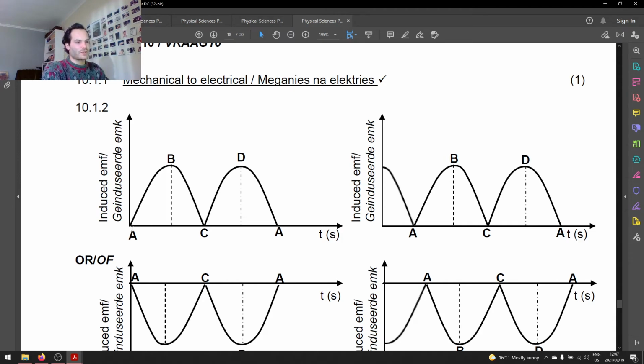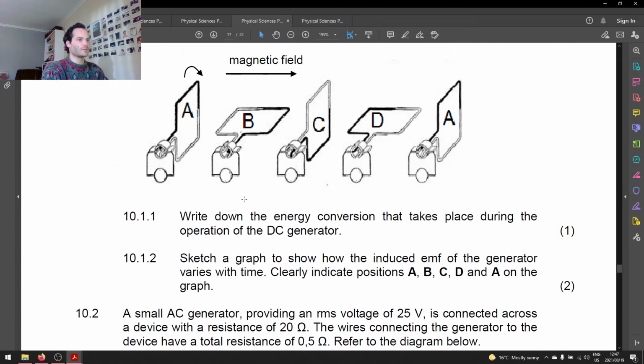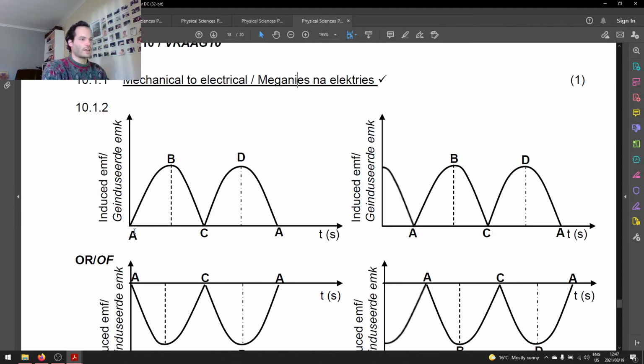We start at position A, 0, position B, maximum, position C, 0, position D, maximum, position A is 0 again. That's just because of the alignment. When the coil is vertical, my EMF is 0. When it's horizontal, it's going to be at its maximum or its absolute minimum, but we're just assuming that I'm going from A, B, C, D, and A. And then you can see I've labelled induced EMF and time in seconds.